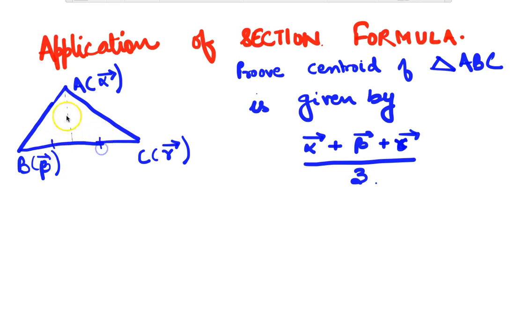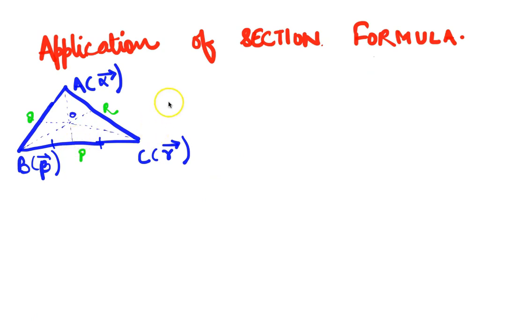a line segment from a vertex to the opposite side which divides the opposite side in an equal ratio. So we'll see how to prove this. Okay, let's prove it using the section formula.